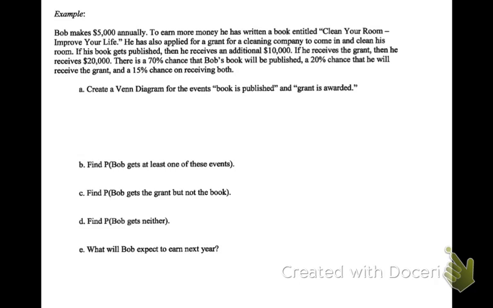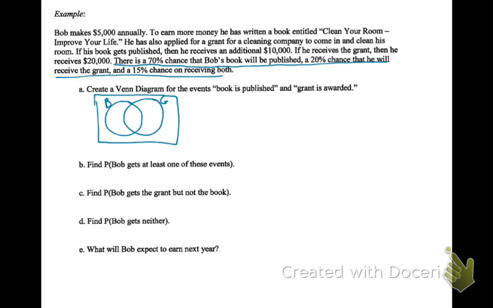What we really want to know is the probability of getting each amount of money. So to start this problem off, we create a Venn diagram for the events book is published and grant is awarded. I'm going to start my Venn diagram and label this one B for book and G for grant. In the problem I do have some probabilities, located at the very end of the problem: 70% chance his book will be published, 20% chance he will receive the grant, and 15% of both.